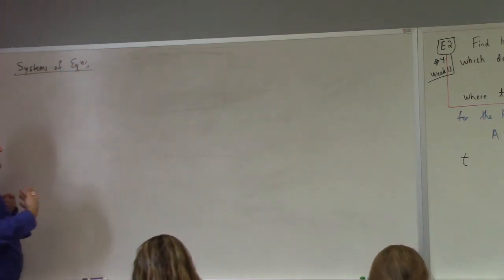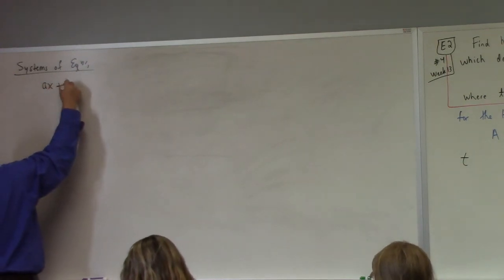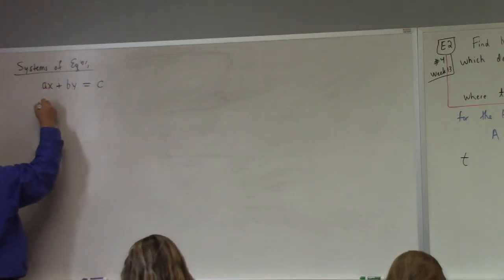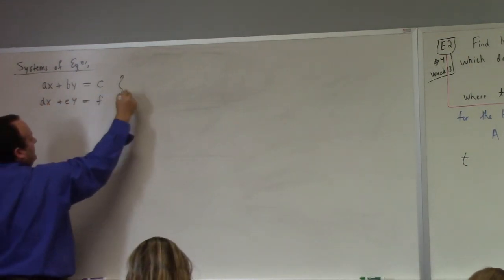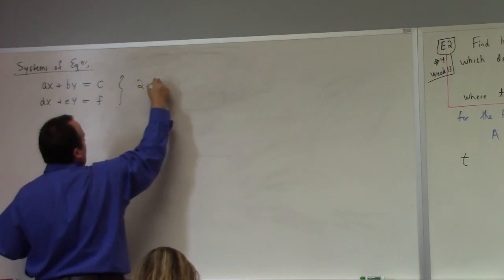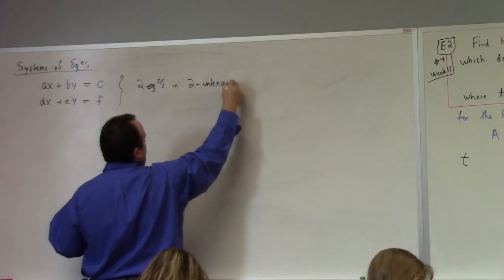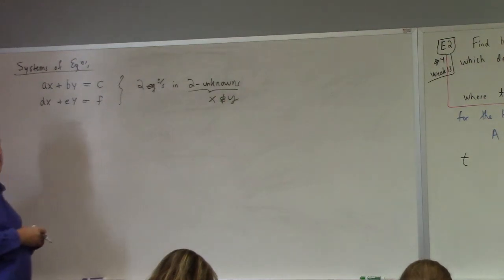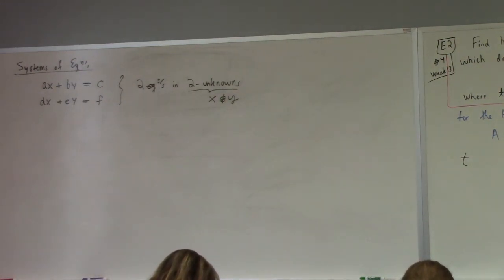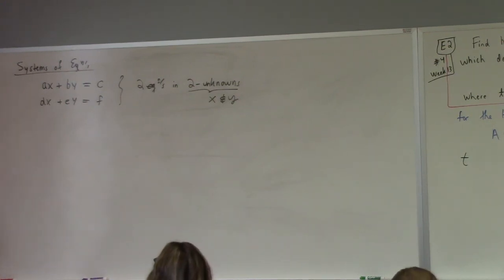If you have 2 equations and 2 unknowns, what does it look like? It's something like this. You've got ax plus by equals c, and let's say dx plus ey equals f. So these are two equations and two unknowns. What are the unknowns? The unknowns here are x and y. What is the solution set for two equations and two unknowns? That's all I want to tell you right now in the minute we have left.